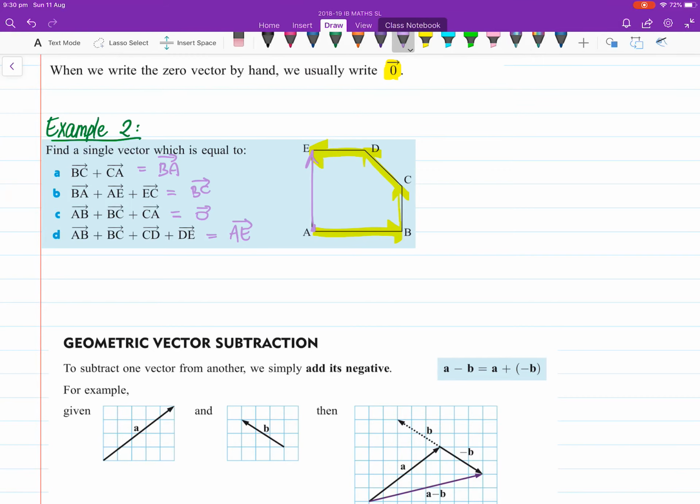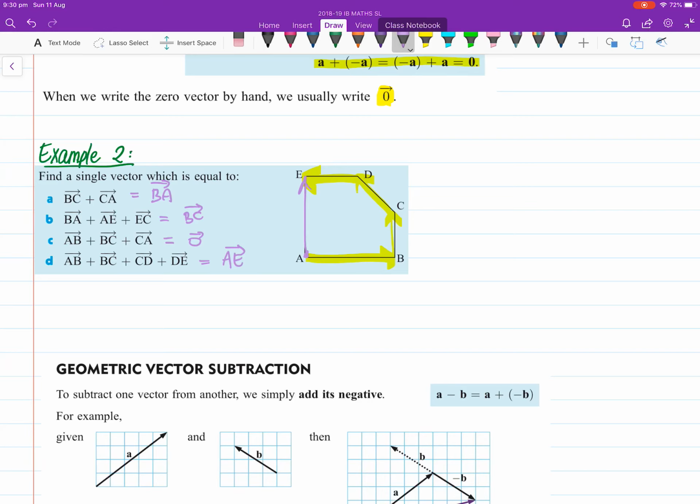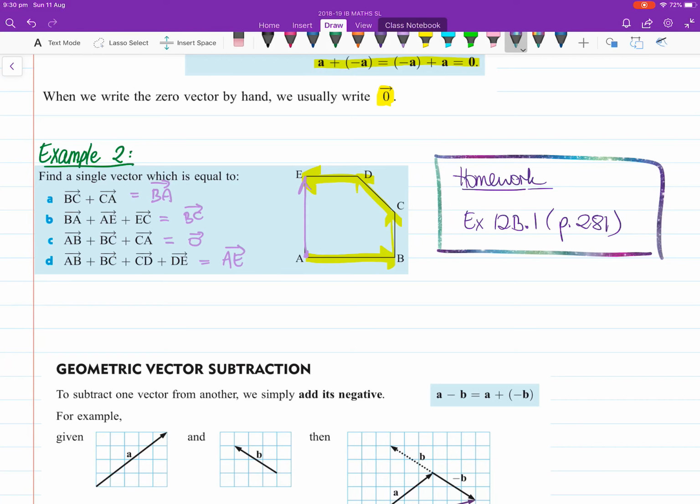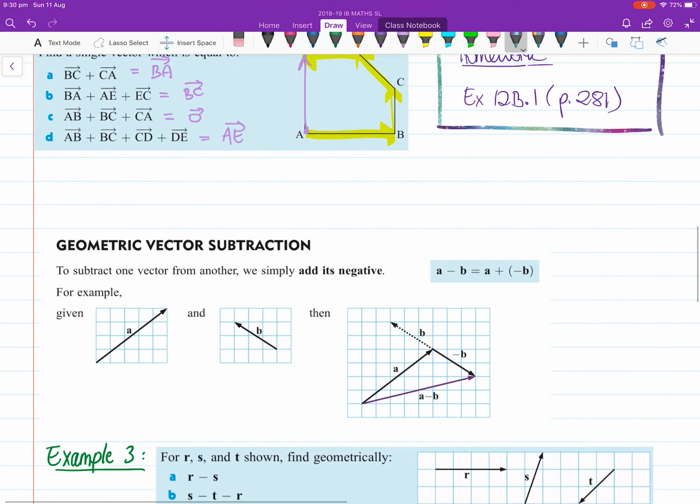Okay, so that's exercise 12B.1. Let me just write this here for you. So please have a go. That is in your textbook on page 281. But while we're at it, let's do the next one as well.